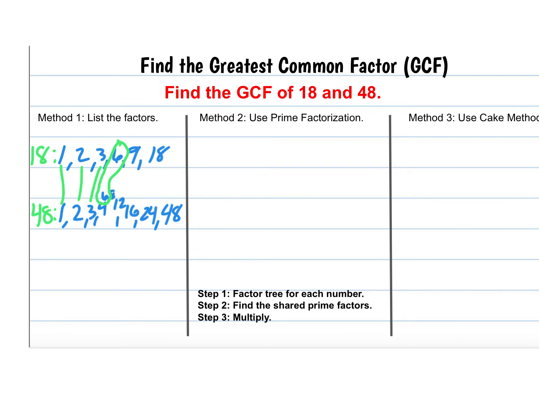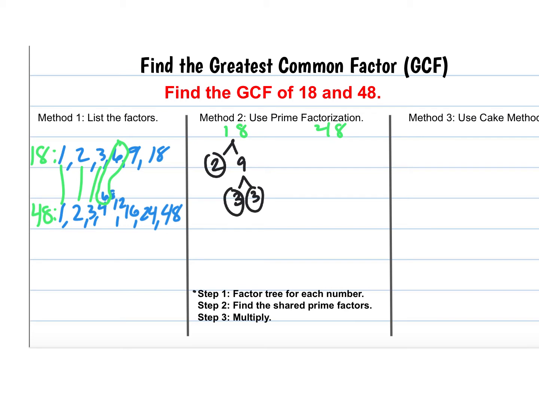Okay, so the prime factorization method, again, you could do a factor tree or you could do that division by primes. I think we need more practice on the division tree, so I'm going to show that. 18, 48, do my factor tree for both. So 18, I might start with 2 and 9. If you start with 3 and 6, that's totally fine. And we're listing those out.